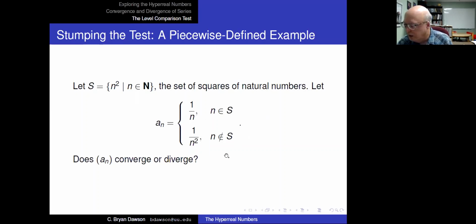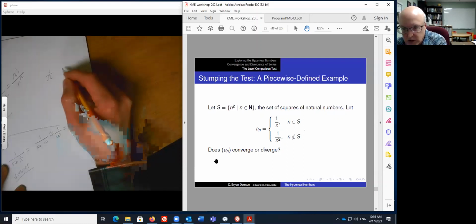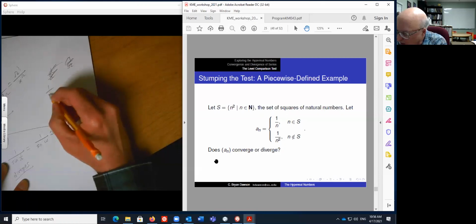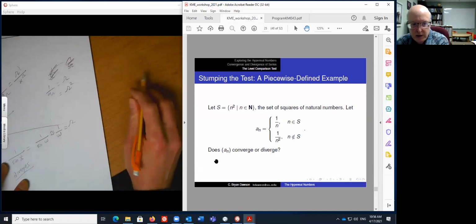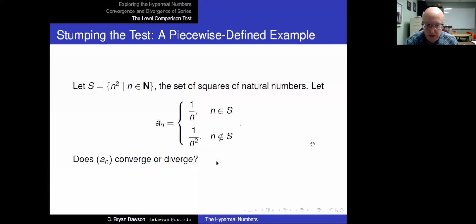On this one, the level comparison test can't directly figure that one out because sometimes you get 1 over a sub omega is omega, and sometimes you get that it's omega squared. And so some of those are in the divergence zone and some are in the convergence zone. So since it's not the same for every omega, depending on whether it's a square or not, then it couldn't tell. So there are some things like that.